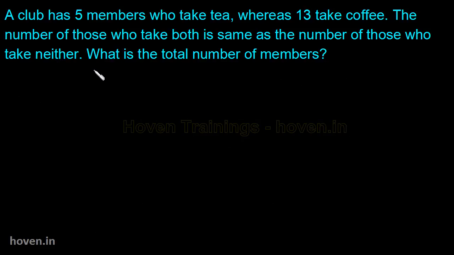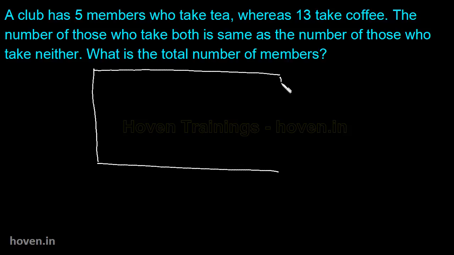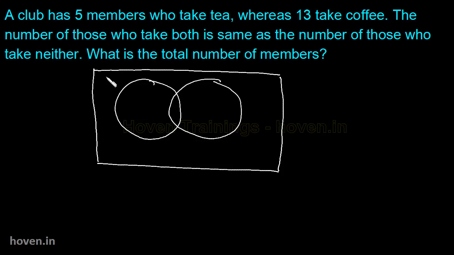Let us again draw the diagram. This is the container circle, and this is your T, and this is your C. Okay. We'll use that straightforward method. So here he says the club has 5 members that take tea. I told you should write 5 somewhere here. 13 take coffee. So 13 can be put here. The number of those who take both is same as the number of those who take neither. So I'll put X here and X here. What is the total number of members?